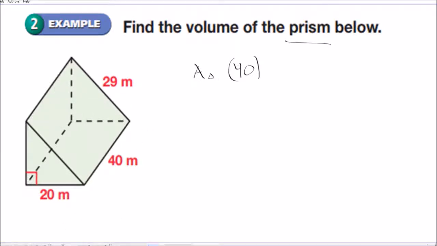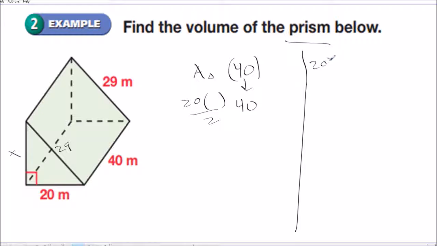So let's start finding the area of the triangle. Area of a triangle is base of the triangle, that's 20, times the height of the triangle, which is not 29. 29 is on that hypotenuse. And that's what I need to find. So base times the height divided by 2, and then we said we're going to multiply that by 40. So I'm going to need some side work. In fact, I noticed this is the Pythagorean theorem to find this. So I get 20 squared plus x squared equals 29 squared.